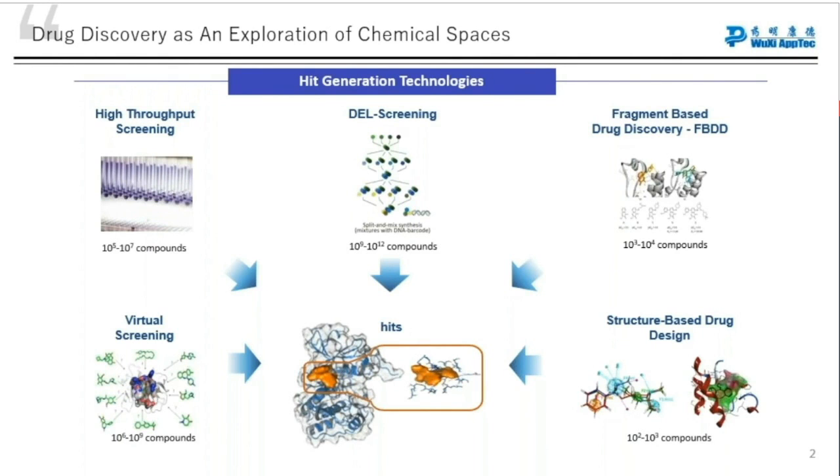Usually we have different hit generation technologies available. This is high throughput screening, this can be virtual screening, or this can be DEL screening. With these kinds of screens, we are looking at screens with 1 million or even 1 billion compounds, while if we do fragment-based screening, we usually have only 1,000 or a couple of thousand compounds.